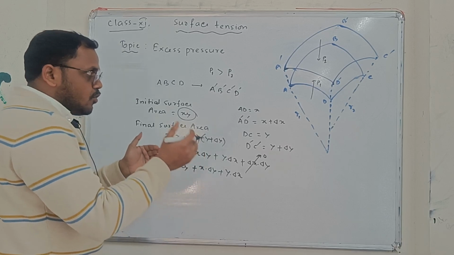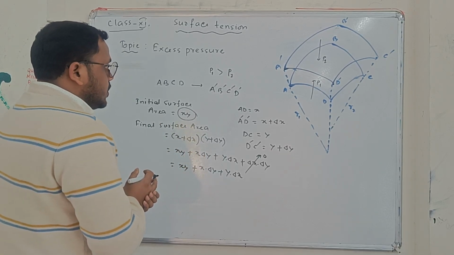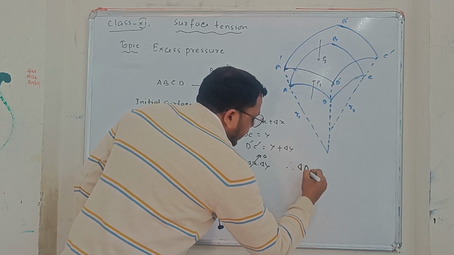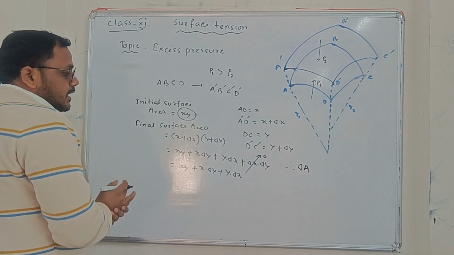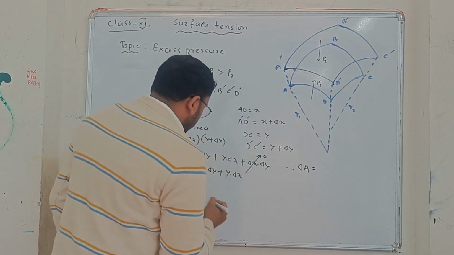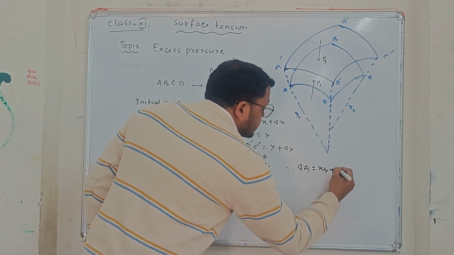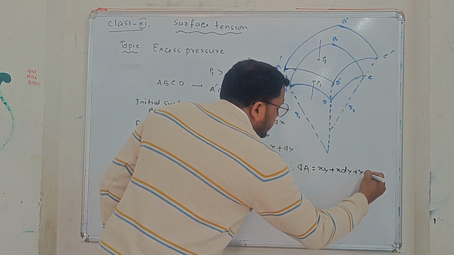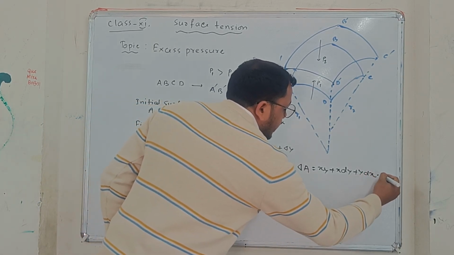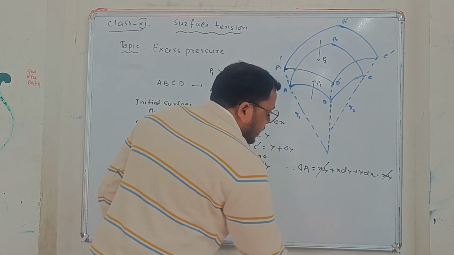So we can say how much surface area is increased. Now I will find how much surface area is increased. If we consider this as delta A, then delta A is the final surface area minus the initial surface area. The final surface area is xy plus x dy plus y into dx, minus the initial surface area xy. So xy cancels here.